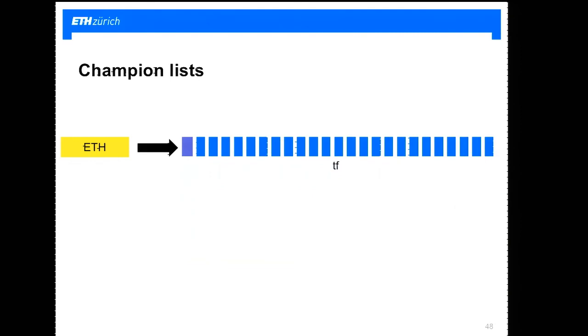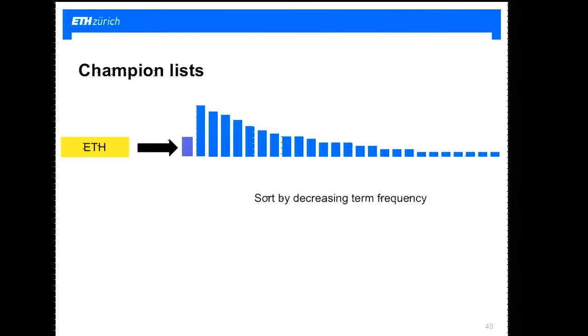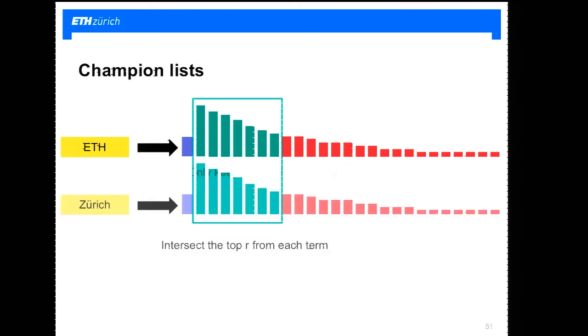And then, and I will end on that one, we can have champion lists. Champion lists means that instead of sorting by document ID, which we've been doing until now, in advance, before building the index, you sort them by term frequencies. So you use the TF and you sort them. I'm using this bar so that you can have a visual on that. And you take the top R. R is some number that you decide statically. And you keep the top R documents statically when you build the index. So you mark the top R documents, and at runtime, you only intersect them. So again, you see this reduces the number of documents we consider.